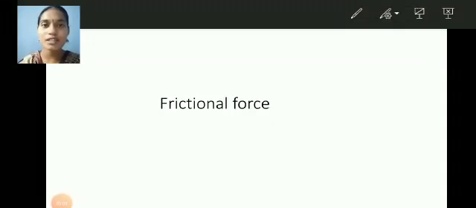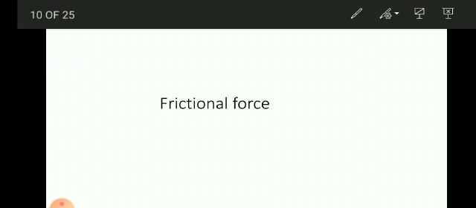Today I am going to discuss frictional force. What is meant by frictional force, children? This is a type of force which mainly tries to oppose the movement of a body over a surface. This is known as frictional force.